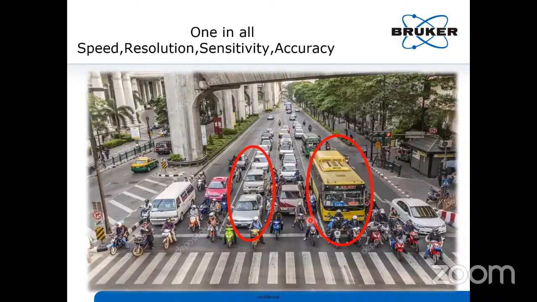This is a regular example I used to give students when they ask about the overall picture for all these factors: speed, resolution, sensitivity, accuracy. Here you can see a traffic signal, and you are the person standing here as a detector. At a time, you have to scan all these vehicles. You may face big vehicles, large molecules. At the same time, you can see both cars look the same, as I mentioned, very closely related species. At the same time, you should not miss any impurities, which are nothing but these small two-wheelers.